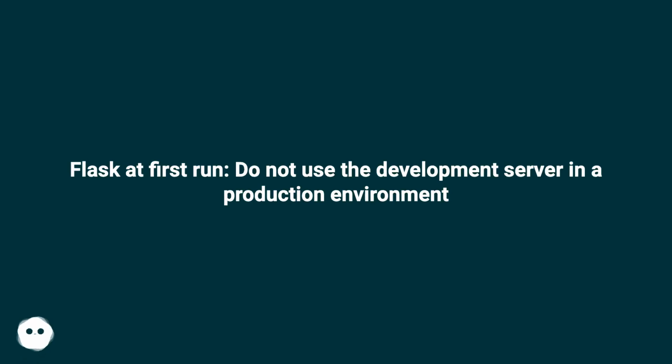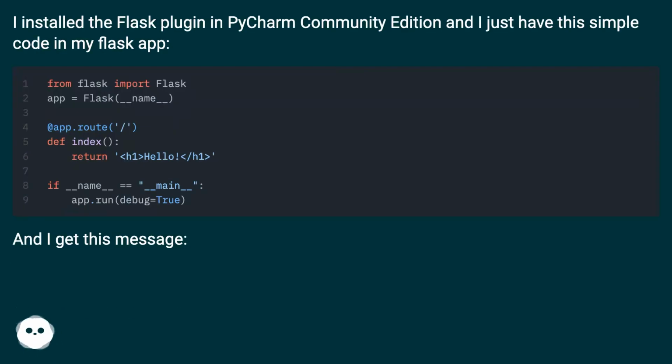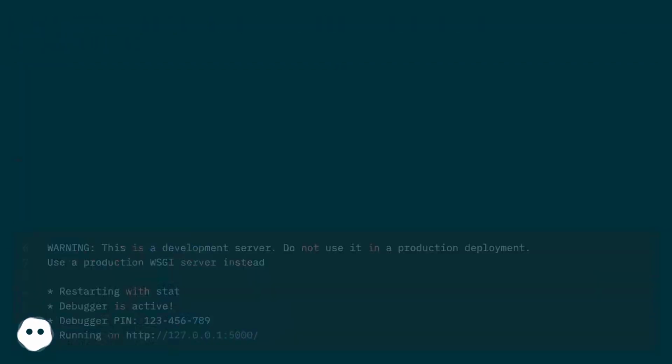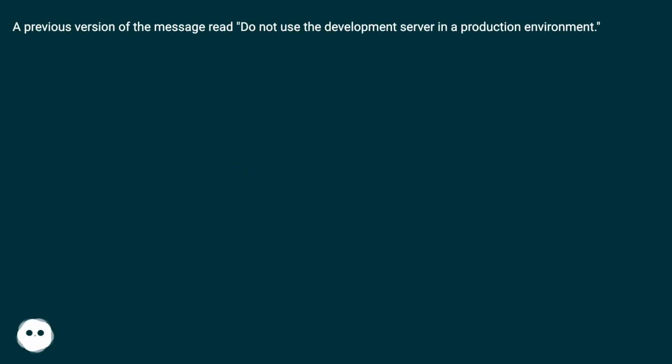Flask at first run. Do not use the development server in a production environment. I installed the Flask plugin in PyCharm Community Edition, and I just have this simple code in my Flask app. And I get this message. Why am I getting this error when I run Flask? A previous version of the message read, "Do not use the development server in a production environment."